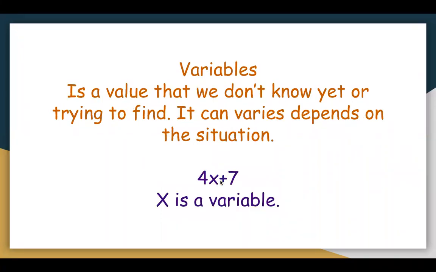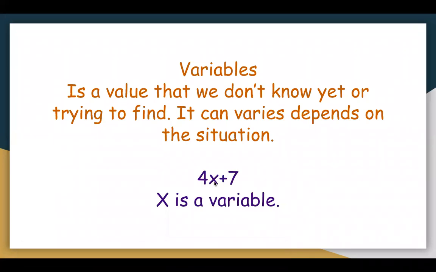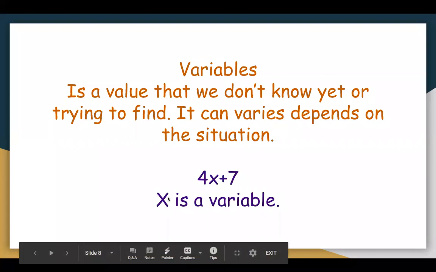Variables. A variable is a value that we don't know yet or are trying to find. It can vary, depending on the situation. All right. Here there's an expression, 4x plus 7. Do we know the value of x? No. So that's called a variable, okay?